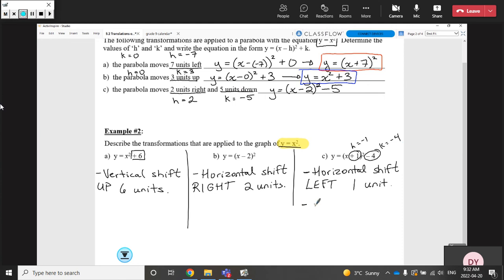And here we have a vertical shift down 4 units. Okay. Folks, any questions about those two? All good? This is great.